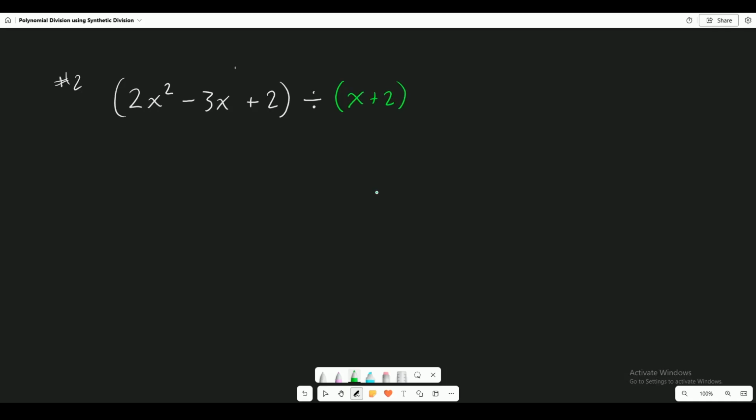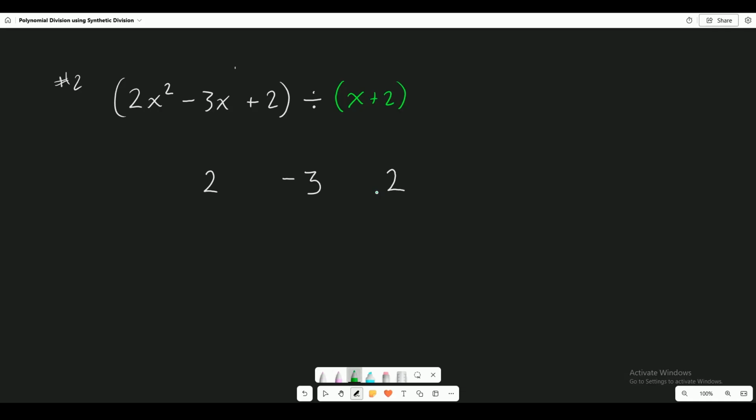Okay, we have all the terms, so we're not skipping any. We go from second degree to first degree to 0th degree, so we're good. So this one's already good. We can just grab the coefficients. So the coefficients are going to be 2, -3, and 2, just like that.